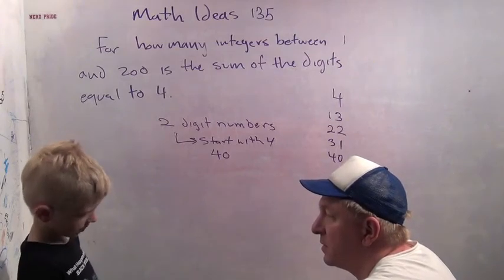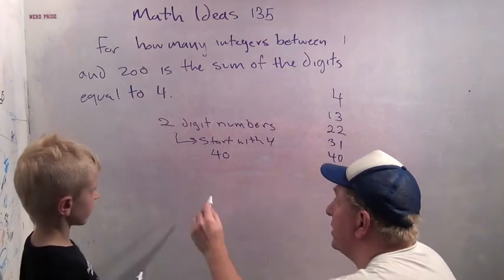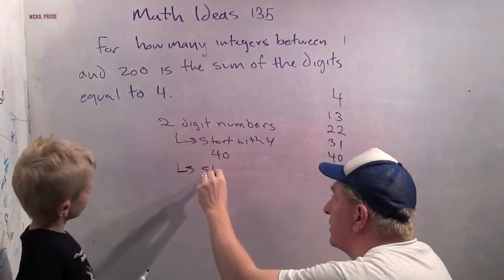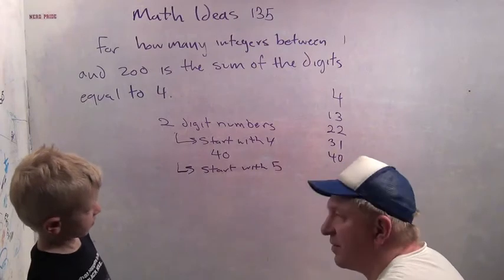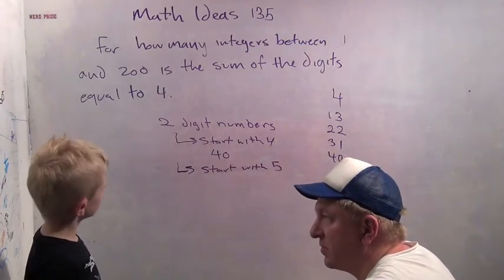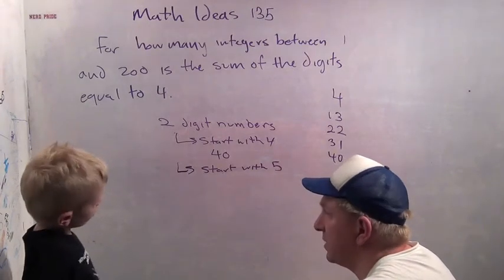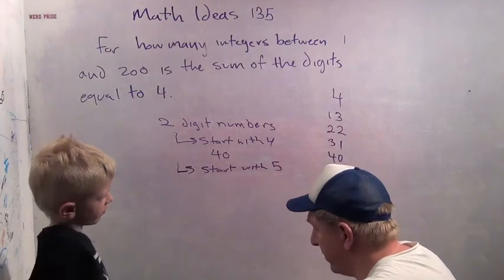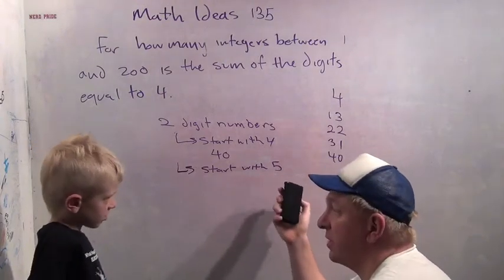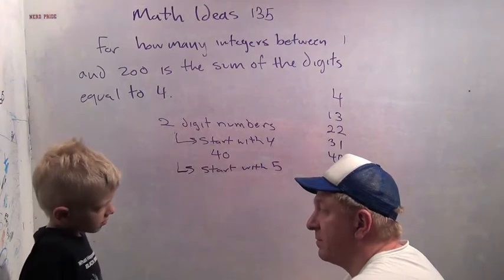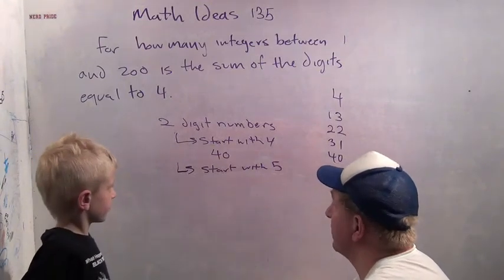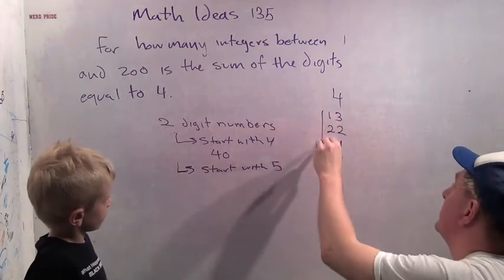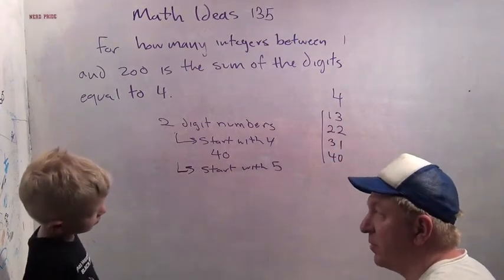What should we go to next? The two-digit numbers that start with 5. Well, if it starts with 5, how are you going to get sum of the digits equal to 4? It's already bigger than 4. So maybe we could go to the three-digit numbers. Right, so we're done with the two-digit numbers. Those are all the two-digit numbers whose digits sum to 4.